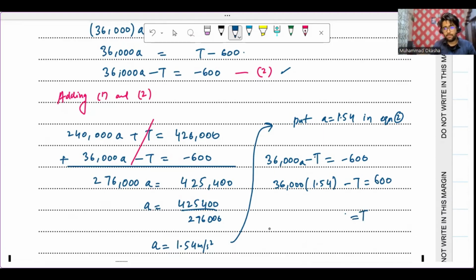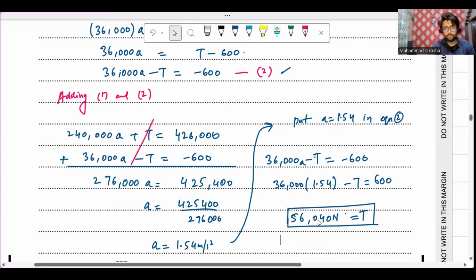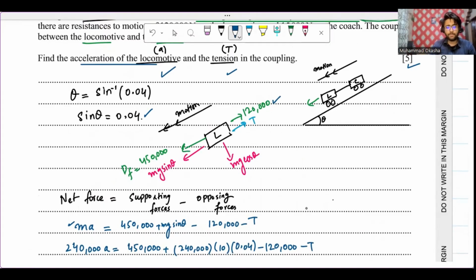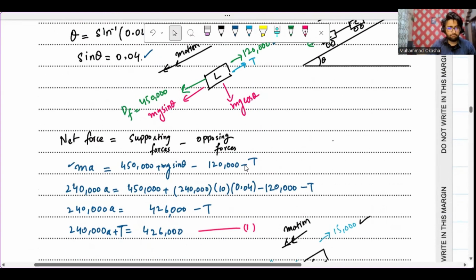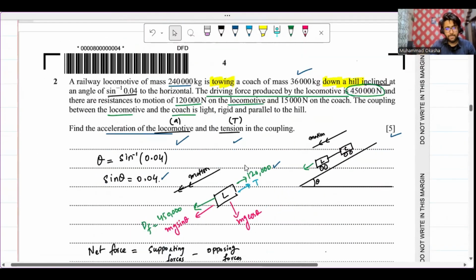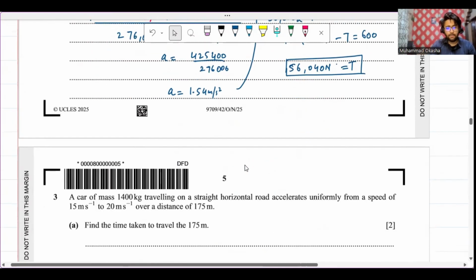I think you can work out the T, which, if you do the math, you could just get 56,040 Newton. That is the magnitude of the tension force. I know, pretty long, yes, and this is why this is for 5 marks, but you get the idea. It is simple breaking down, simultaneous solving, and nothing else. All right, I hope it makes sense.